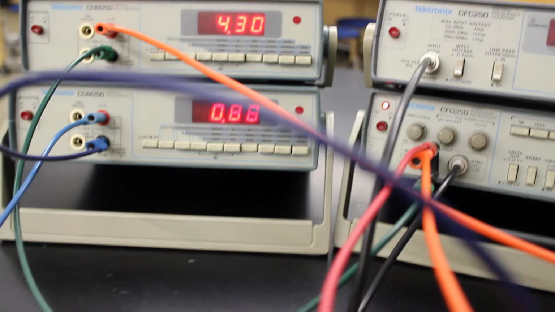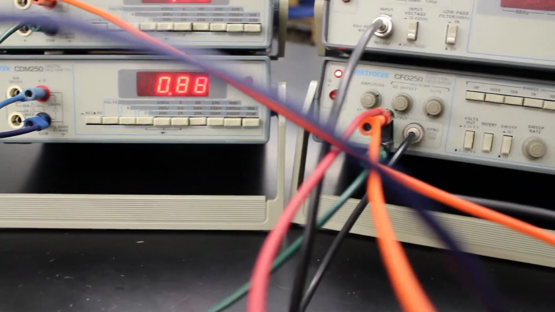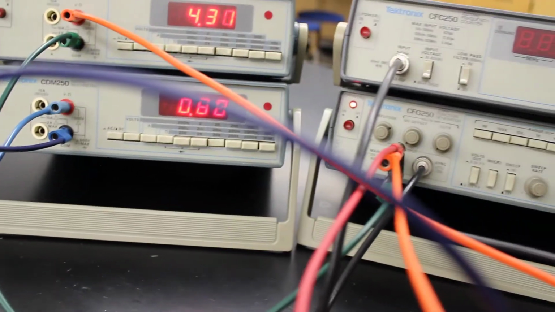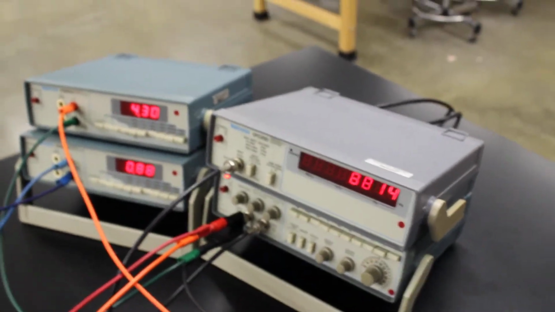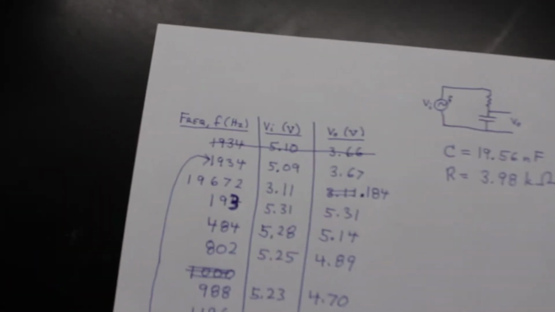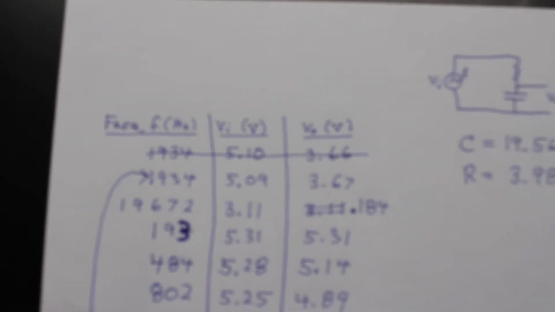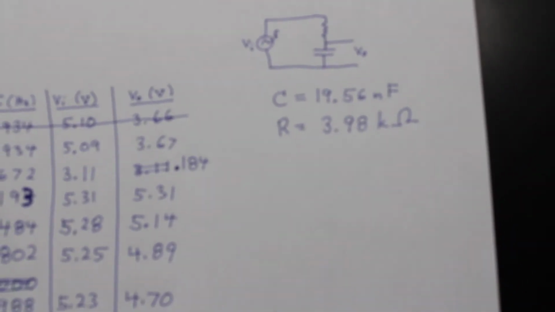So what I'm going to do now is just take a bunch of data, in fact I've already done it, of frequency, input voltage, and output voltage. Here's what that data looks like. You can see it's frequency, input voltage, output voltage. There's the circuit, there's the capacitance and the resistance. And I will scan this data in and give it to you.